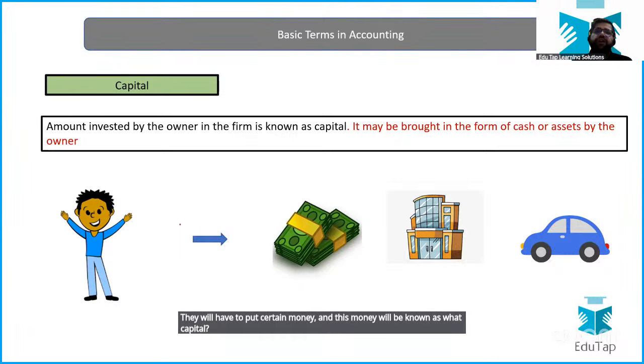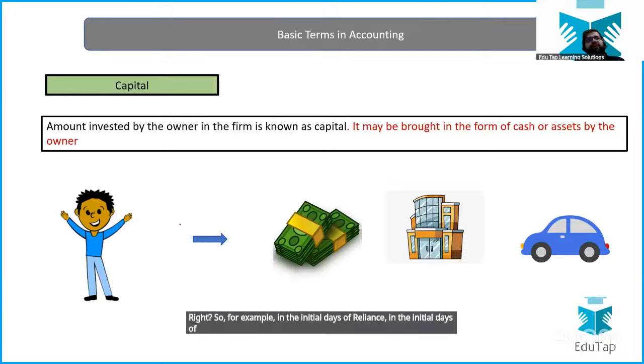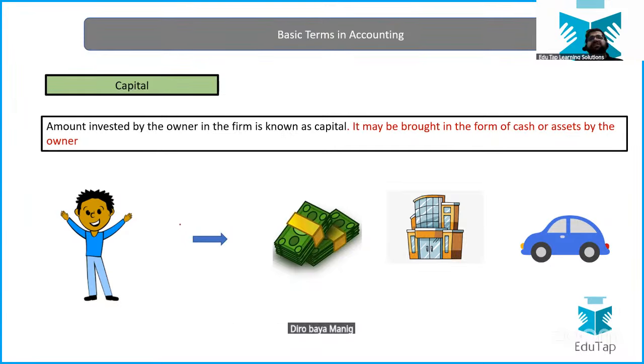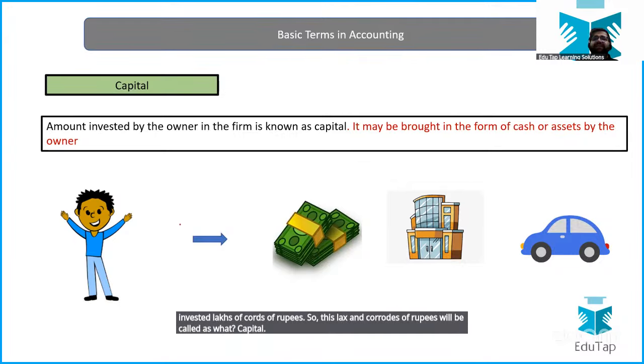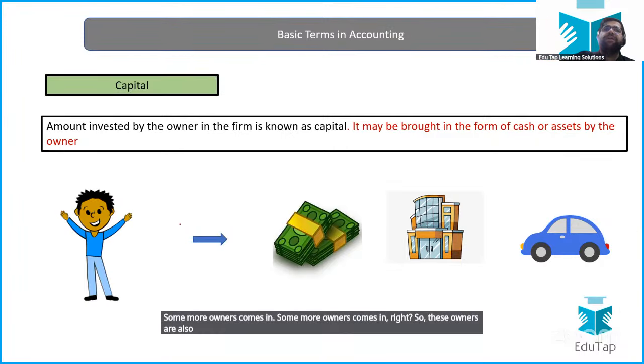Capital, right? So for example, in the initial days of Reliance, Dhirubhai Ambani ji or Mukesh Ambani ji invested lakhs of crores of rupees. So this lakhs and crores of rupees will be called as what? Capital. In the later stages when the Reliance was growing, some more owners come in, right? So these owners are also putting some capital, right?